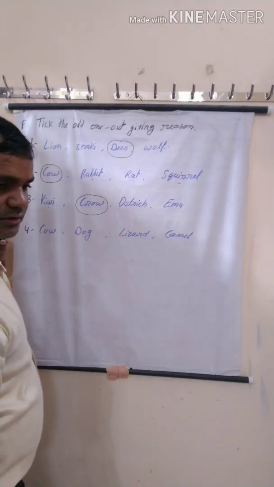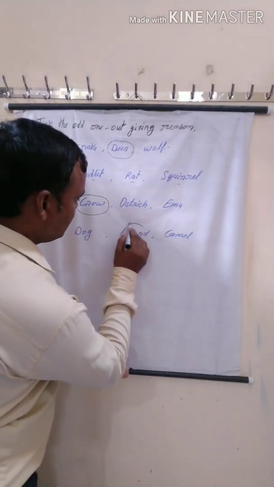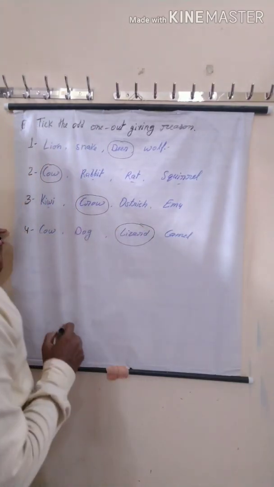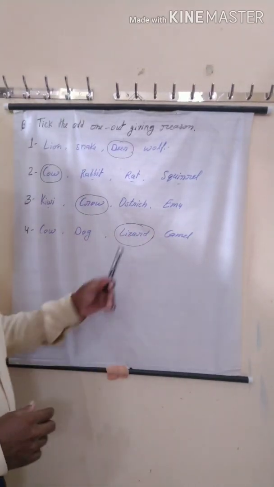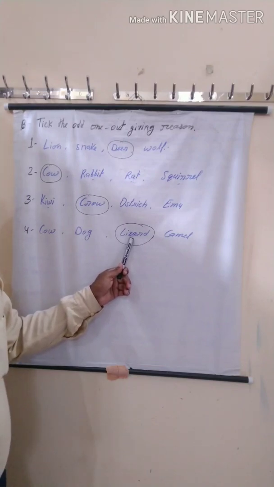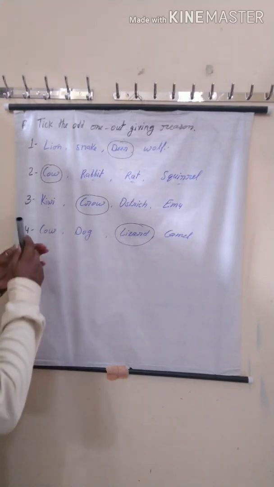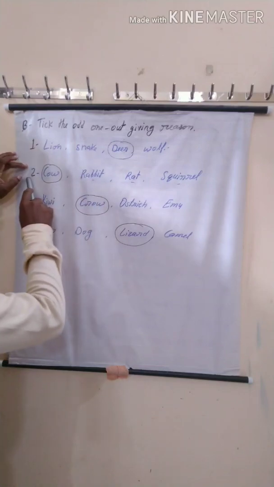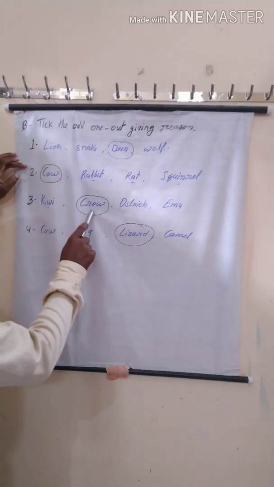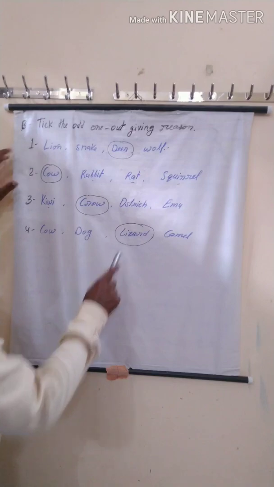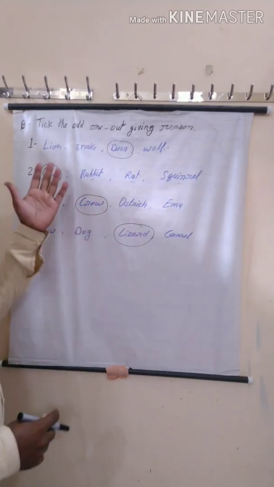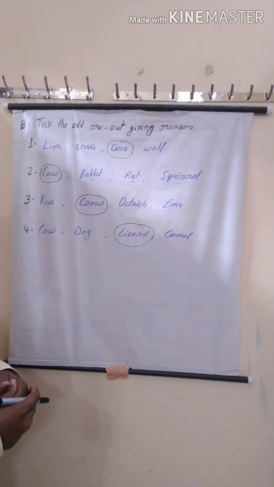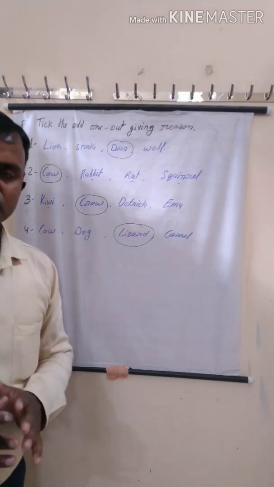Which is different? Yes, lizard is different because cow, dog, camel are mammals, but lizard is a reptile. Okay, I repeat again. In first, deer. In second, cow. In third, crow. And fourth, lizard. You have to write both exercises: choose the correct answer, and tick the odd one out giving reason. This exercise also you have to write in the copy.